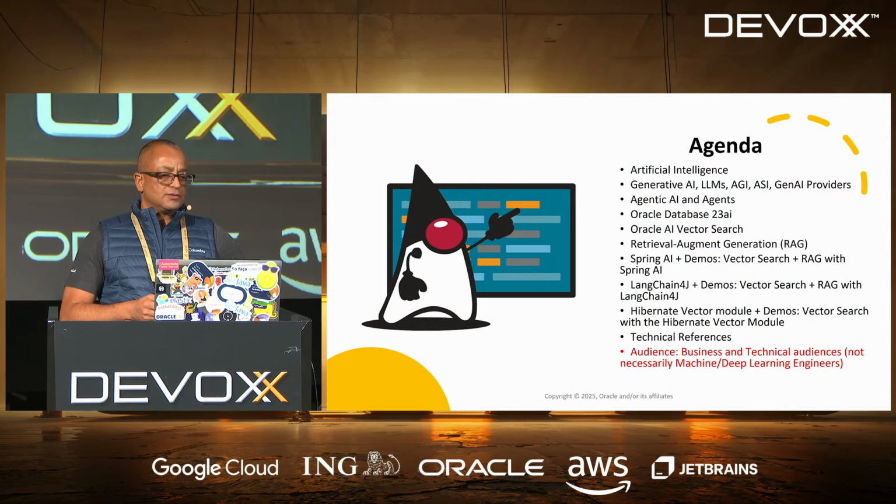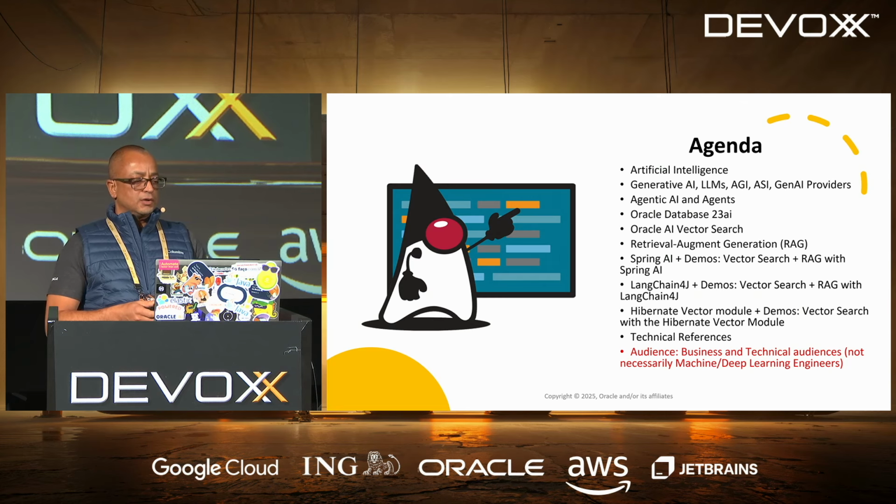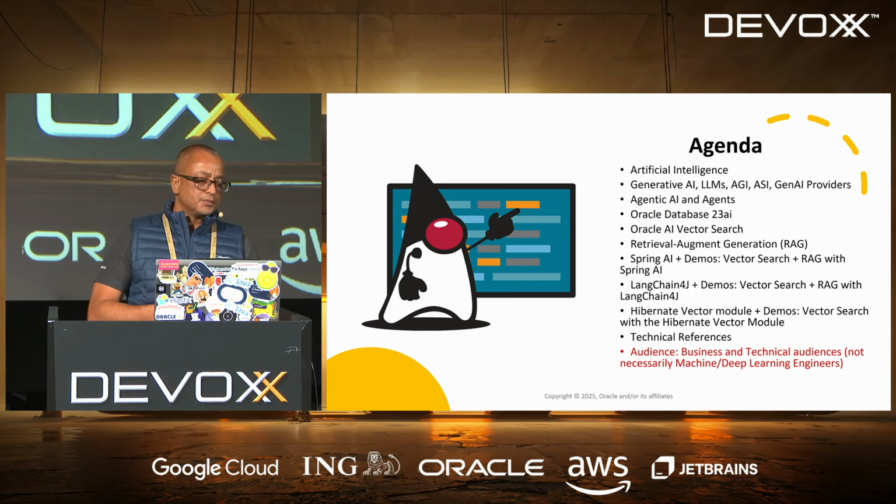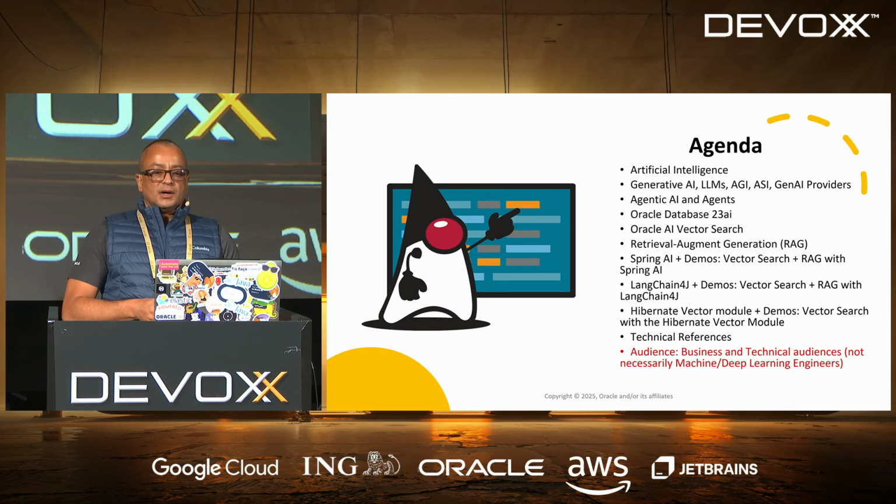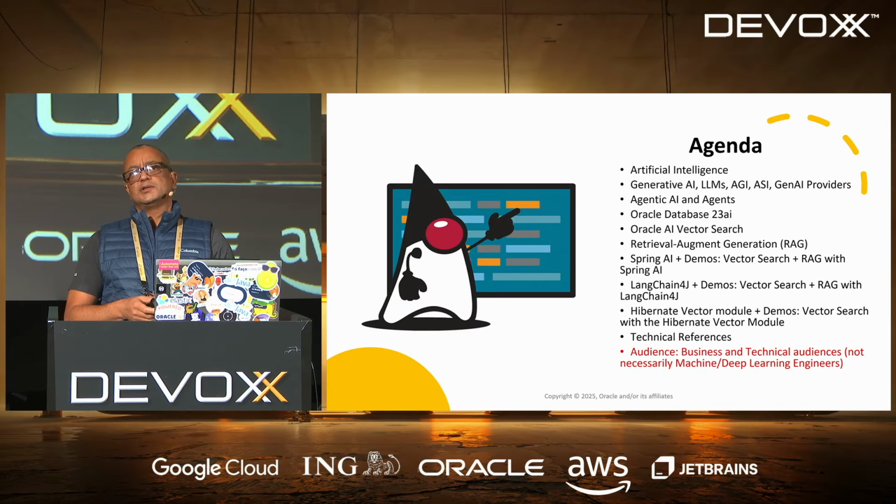Okay, this is the agenda for today. I'm going to do a little bit of level setting here, just to make sure that everyone is on the same page. So we'll start by exploring artificial intelligence, talk a little bit about GenAI, LLMs, AGI, ASI, GenAI providers as well. Explore a little bit of agentic AI and agents. That's the theme for this conference, by the way.